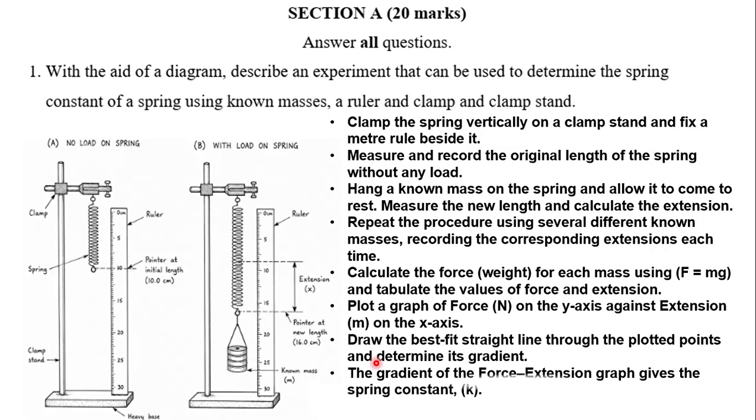So the gradient of the force extension graph gives us the spring constant. 3 marks from the diagrams. Then you have 7 points. I think there should be 7 points to give you a total mark of 10. But written presented in the way we have done here, it will be up to the discretion of the examiner whether to give 2 marks to the diagram and 1 mark for each of the points raised in the description.